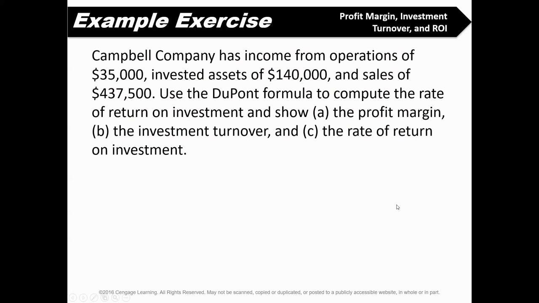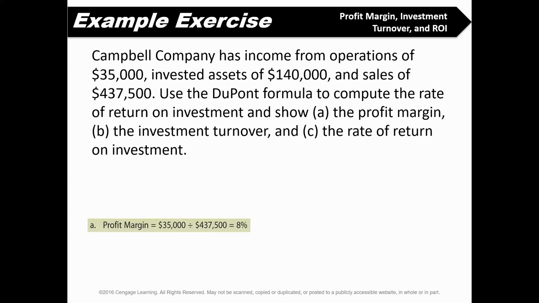Okay, so here's an exercise. Table company, the soup company, has an income from operations of $45,000, invested assets of $140,000, and sales of $437,500. Use the DuPont formula to calculate the rate of return on the investment and show the profit margin, the investment turnover, and the rate of return on the investment.